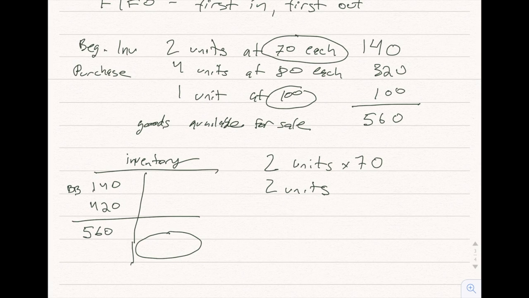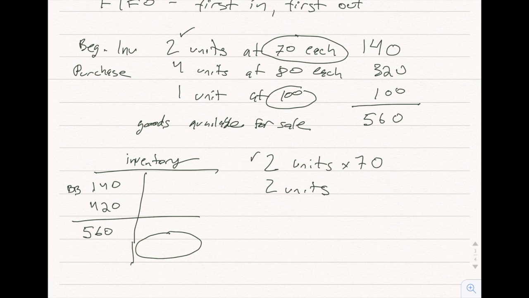Okay, and it's 2 here, just like it's 2 here. So that makes sense. That's how you know how many units you're going to use at that price, right? Because you know it's going to be 70. Those are the oldest ones because they're already in the beginning balance. And the question is, how many units are we going to sell at 70? And it's going to be 2 because you only had 2.